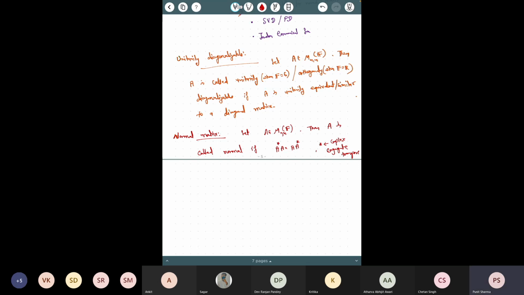Can you give me some example of normal matrices? Symmetric matrices. Real symmetric. Okay, so you are saying real symmetric, yes. If you have a real matrix A such that A transpose equals A, then this is normal. This is real normal.